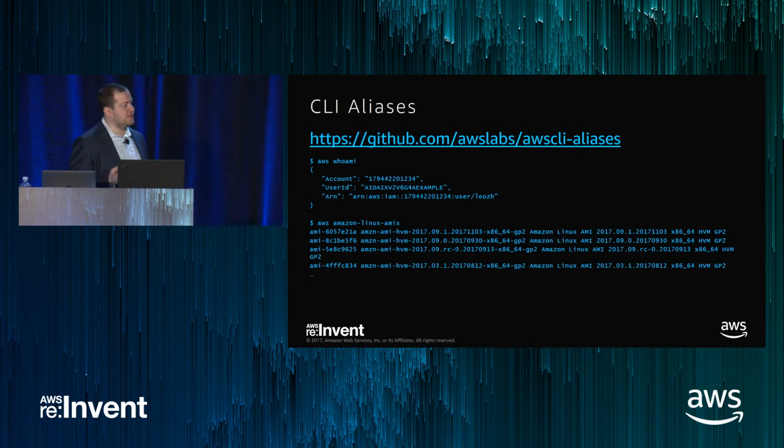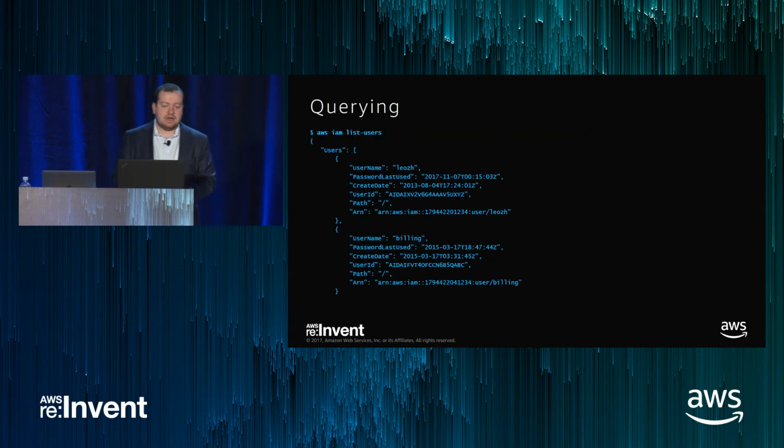It comes with a bunch of predefined aliases, but you can define your own on top of that. So it's pretty cool. If you want to, for example, have an alias for some query or filter that you do all the time, you can put that in there. So let's take a look at querying.